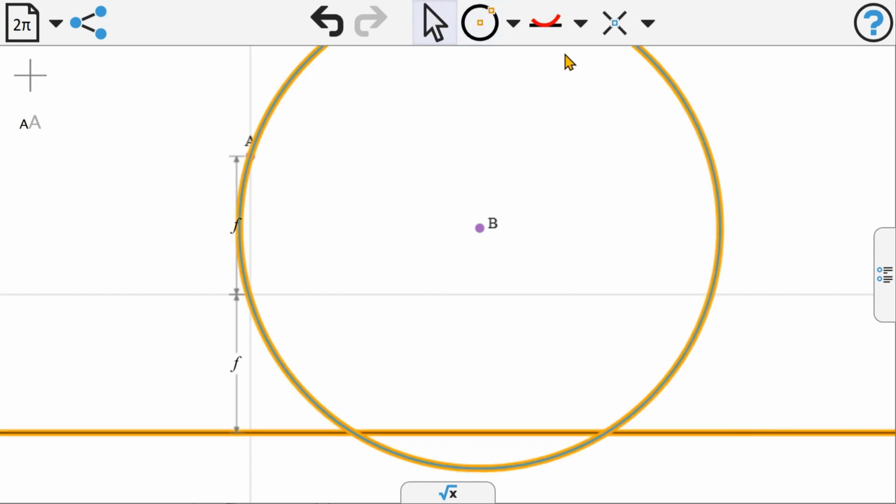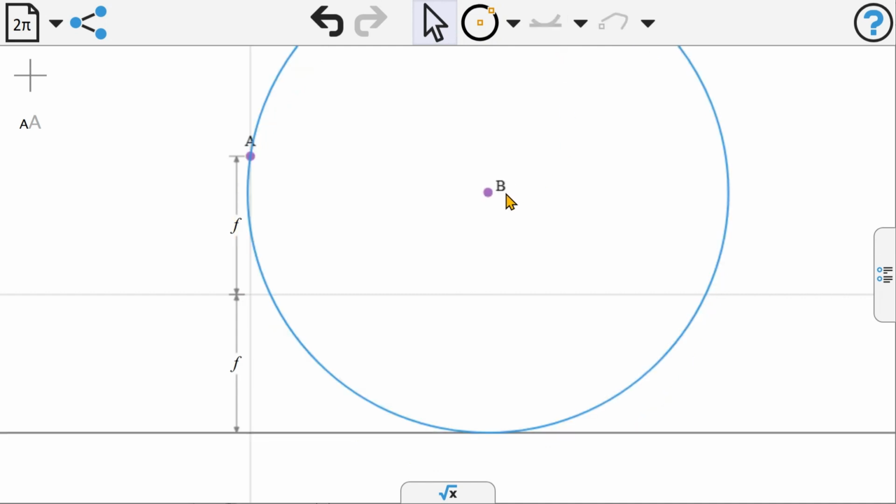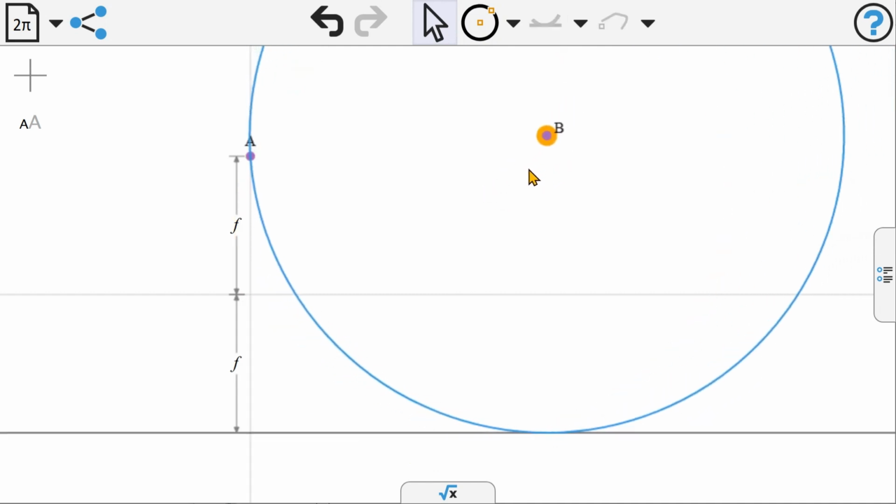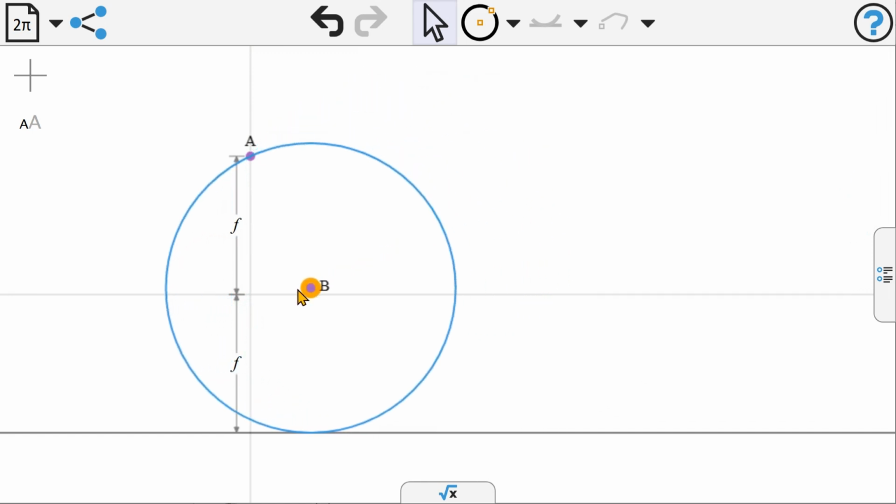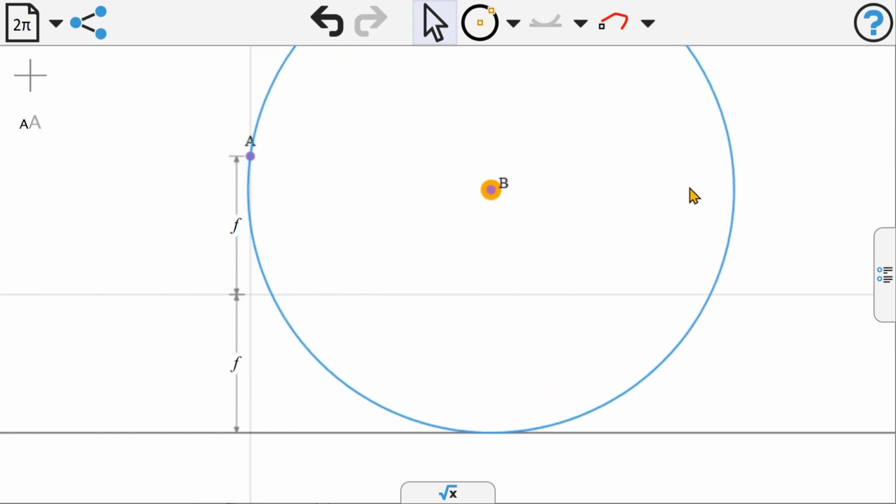But now I'm going to draw a circle which passes through the focus and which is tangential to the directrix. The centre of that circle will be the same distance from the focus and from the directrix, and we'll trace out a parabola.